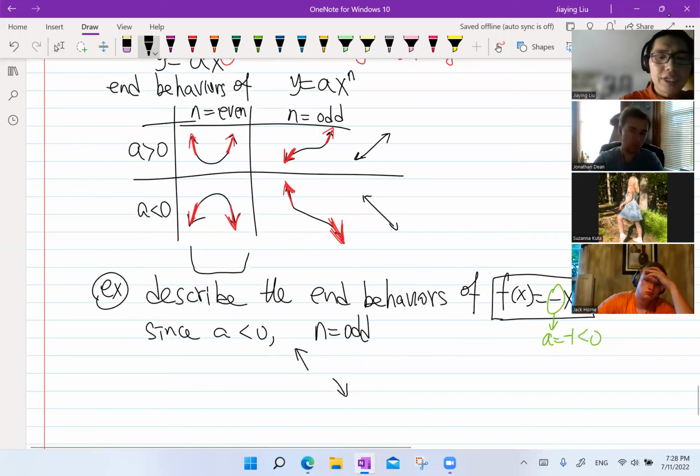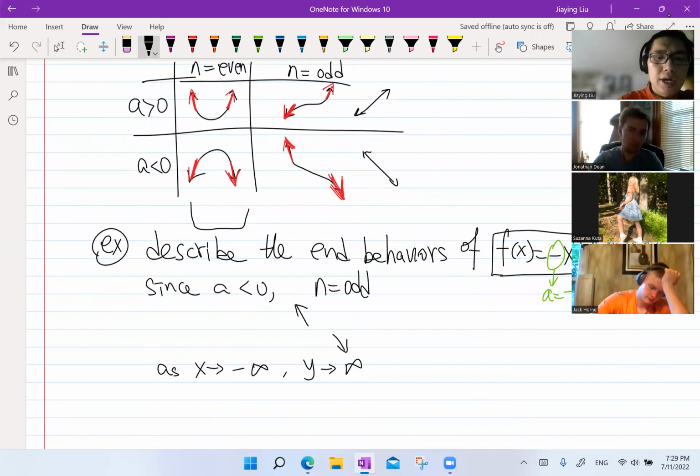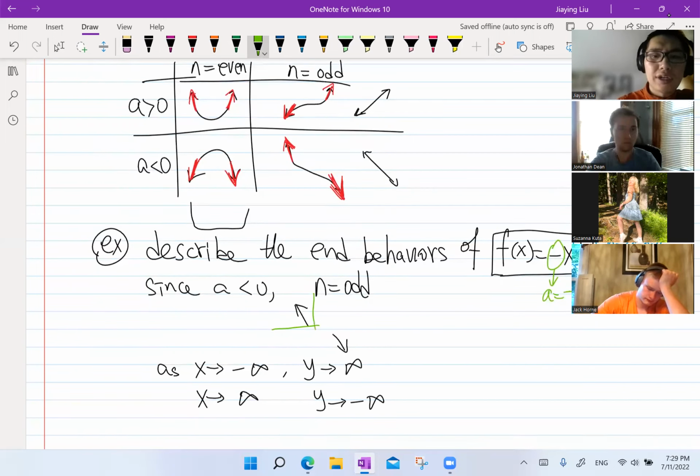So to describe it, you can say, okay, as x goes to negative infinity, y goes to positive infinity. As x goes to positive infinity, y goes to negative infinity. What I meant by that is if we go to the left, x goes to negative infinity, and y is going to go up as x goes towards the left. And as x goes towards the right, y is going to decrease. The y goes to negative infinity.